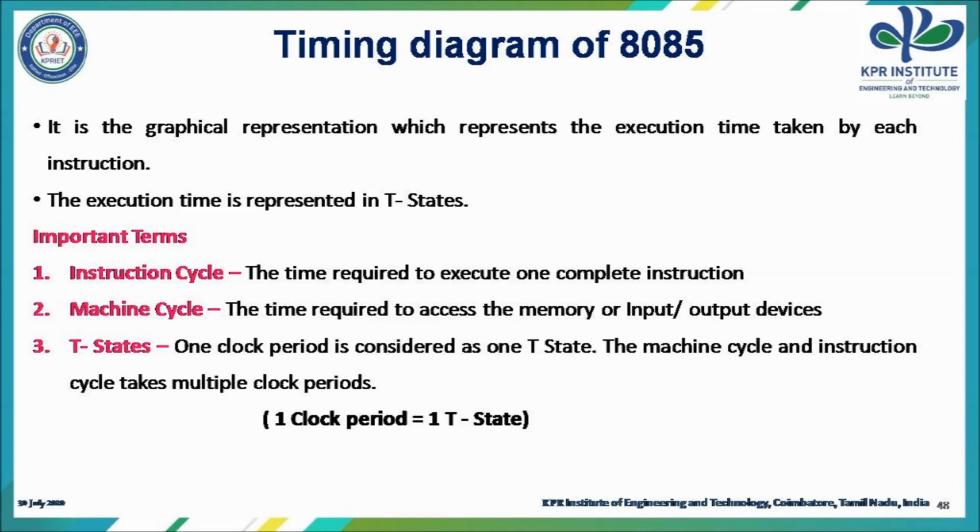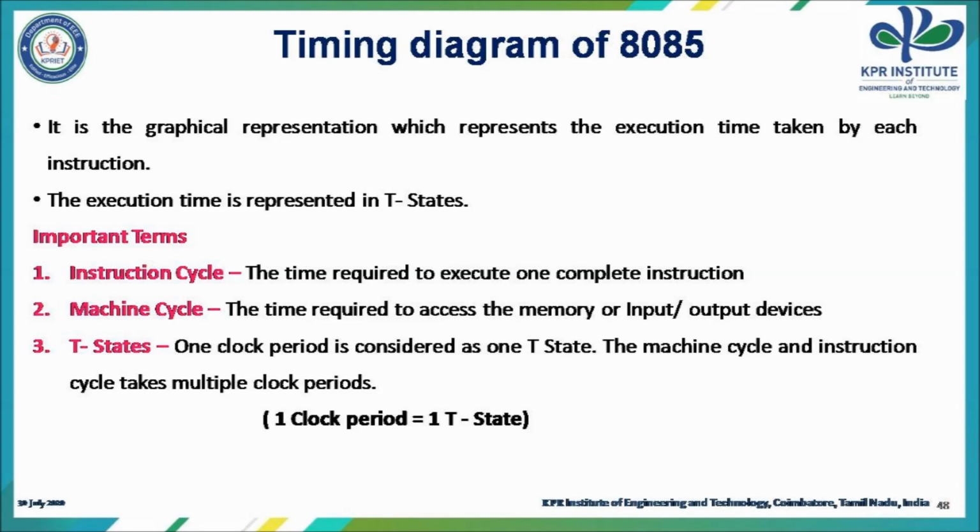Machine cycle is nothing but the time required to access the memory or the input-output devices. Then T state. A T state is nothing but one clock period. One clock period has a rising edge, a level edge and a falling edge. The machine cycles and instruction cycles of 8085 processor require one or more T states.